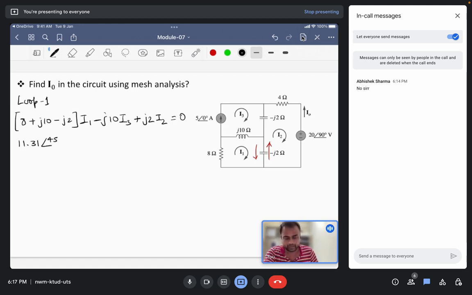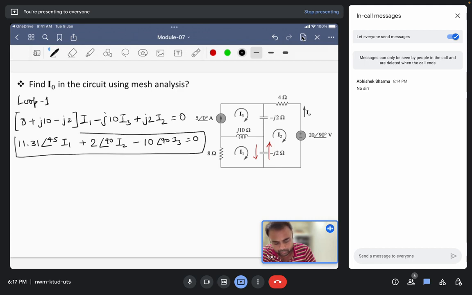Okay, and then I2. So this is I1 plus 2, and here there is a term J, so J is simply 90 degrees, times I2, and minus 10 angle 90 I3 is equal to 0. So this is our equation number 1. Since there are three variables, I1, I2 and I3, we require 3 equations for each loop.